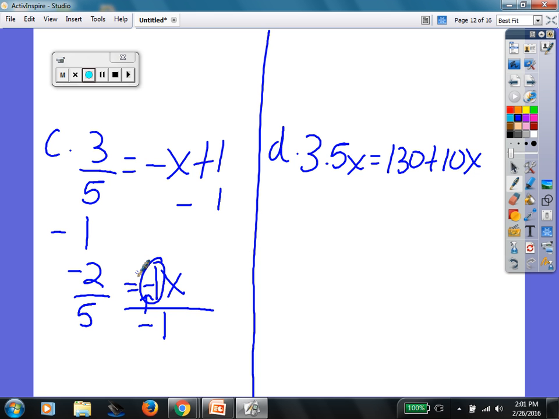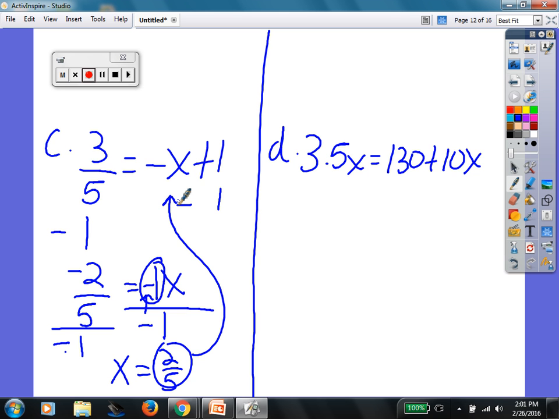Remember, you have to keep the sign that's attached to that number, and that's negative 1. And I'm going to divide by negative 1. Okay, well, if I divide a negative divided by a negative, that's going to give me x equals a positive 2/5. And this is a really good instance for you to go back, plug that number in, and see if that's true. Okay? Alright, moving on.